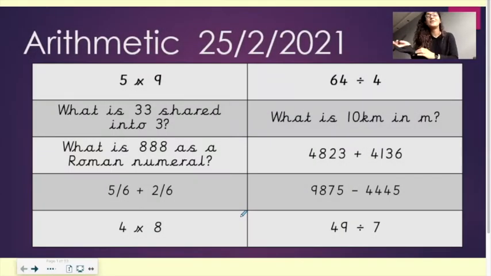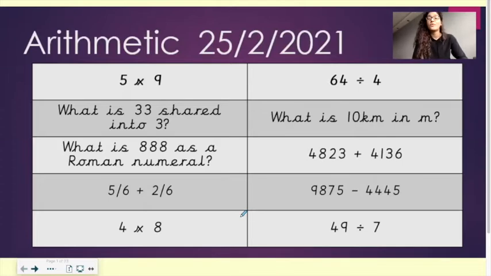Williams class. For your maths lesson today, the arithmetic is as follows. 5 times 9. What is 33 shared into 3? What is 888 as a Roman numeral? 5 sixths plus 2 sixths. 4 times 8. 64 divided by 4. What is 10 kilometers in meters?